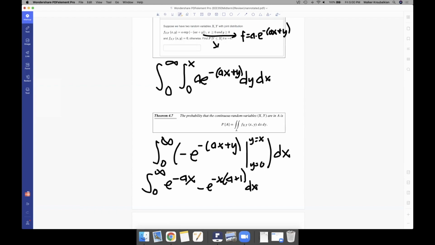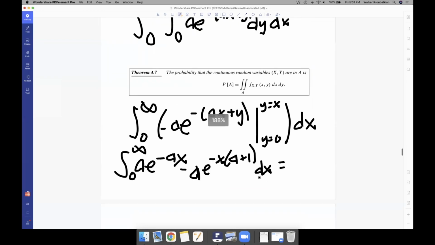Let me make sure I'm doing this right. Oh, okay, sorry, I messed up the inner integral. This should be negative a, because when we integrate in terms of y, the coefficient of y here is negative 1. So we would just divide by the coefficient, and we wouldn't get rid of the a factor yet. So this should be multiplied by a, and this should also be multiplied. Okay.